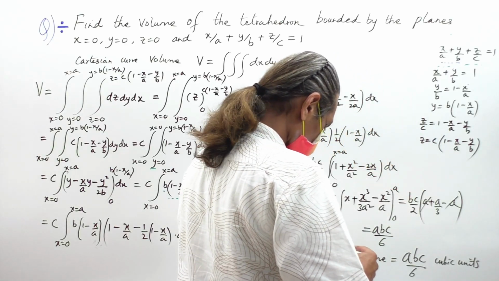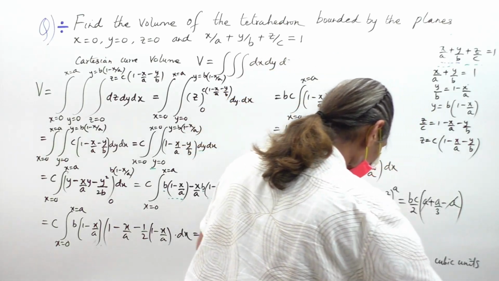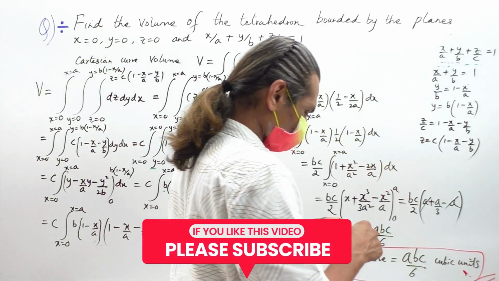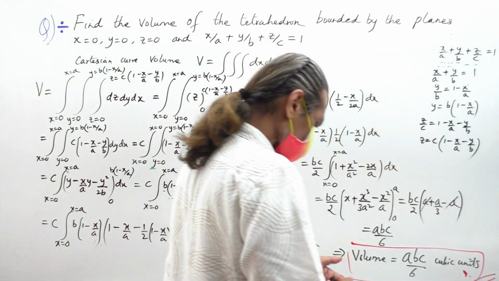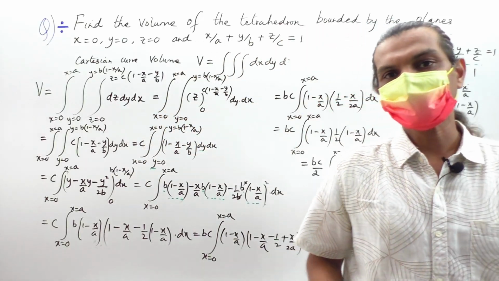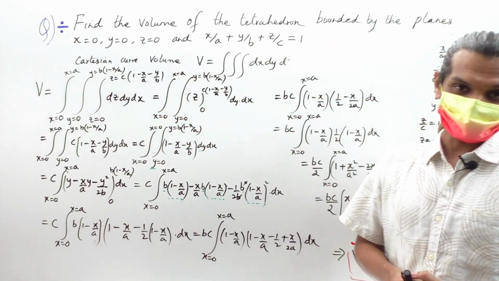Therefore, that implies volume is equal to abc by 6 cubic units. That's all. This is the volume of the given tetrahedron. That's it. A little lengthy problem, but very important one. If you practice it, you will get the final answer correct.